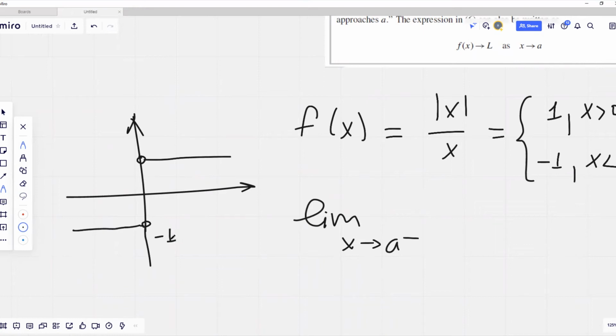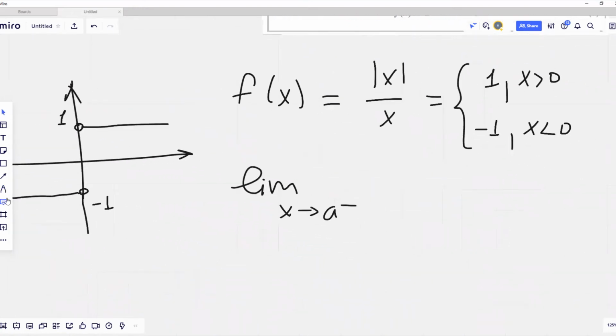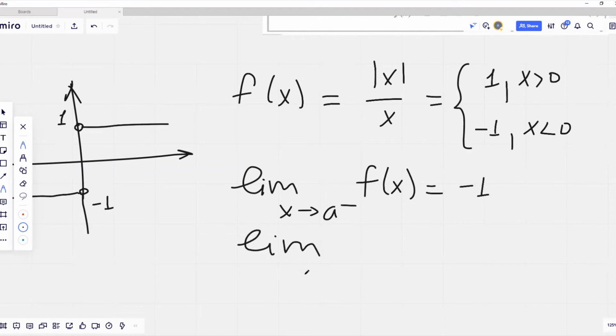So it is minus 1 when x is negative, 1 when values of x are positive, and undefined at 0. So when x is approaching a from the left side, then the limit of f of x is equal to minus 1, and when x is approaching a from the right-hand side, then the limit of f of x is equal to plus 1, which brings us to the informal definition of one-sided limits.